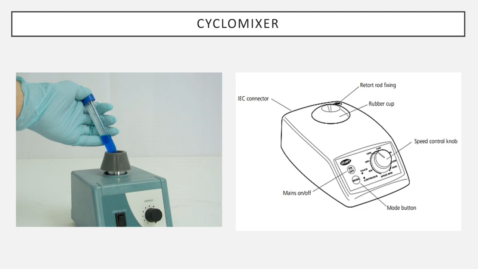So this is a diagram of the cyclone mixer. We already discussed it before. This is a diagram you should draw. This one is usually seen in laboratories. This is the rubber where we place the test tubes for mixing of samples. This is the on and off switch and speed controlling device.